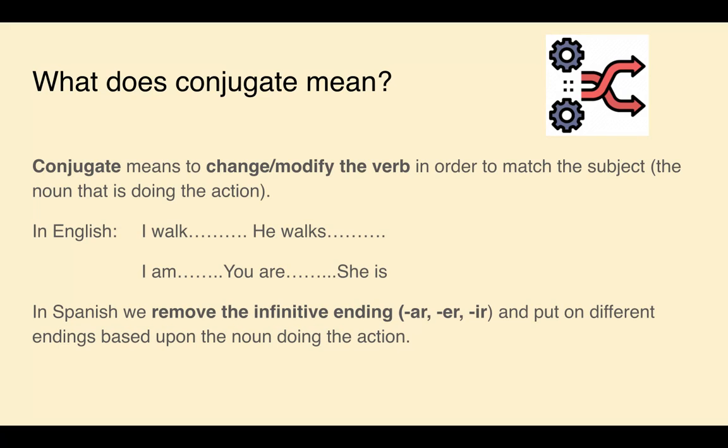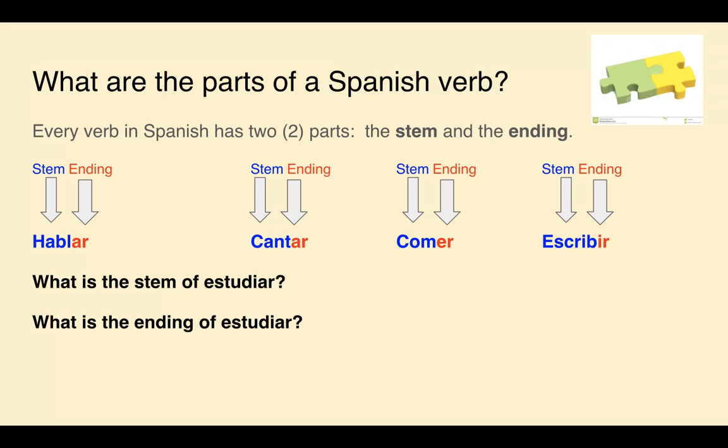Those are verb conjugations. In Spanish, we have to first remove the infinitive ending. Remember, that's the AR, ER, or IR. And then put on a different ending based upon the noun doing the action. So verbs in Spanish actually have two parts. You have the stem, which you see in blue, and you have the ending, which you see in red. And remember that right now it is in the infinitive form, so it's the AR, ER, or IR.